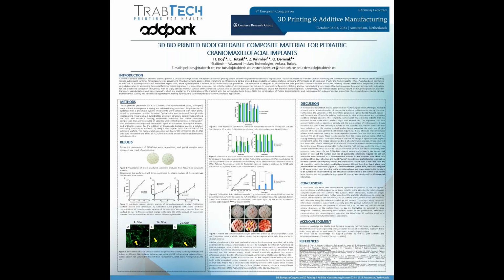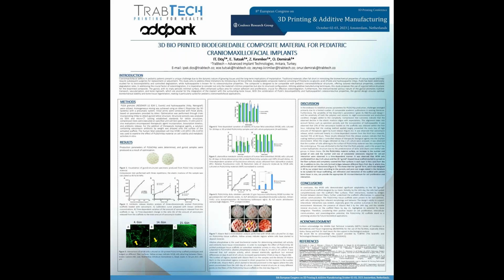In addressing the crucial factor of osseointegration, it is imperative to consider not only the material's distinct properties, but also its structural configuration. Utilizing additive manufacturing techniques, this study proposes the use of a gyroid lattice structure for the bioprinted composite. The gyroid is a triply periodic minimal surface, or TPMS, structure, so it's interconnected, and it offers enhanced surface area for cellular adhesion and proliferation.